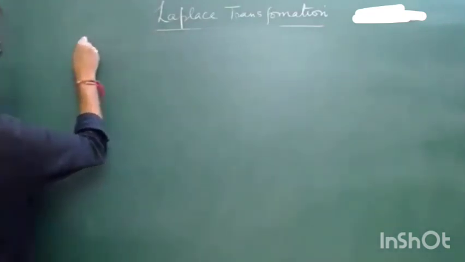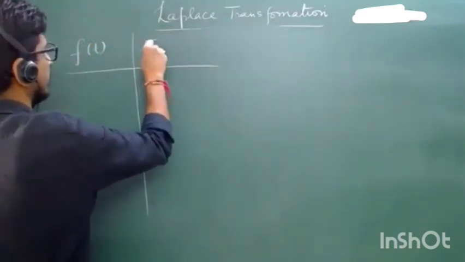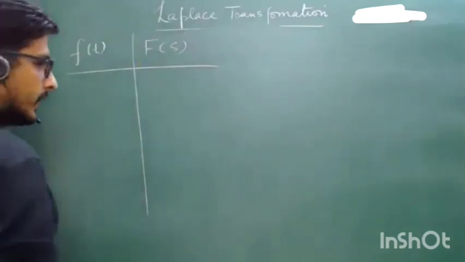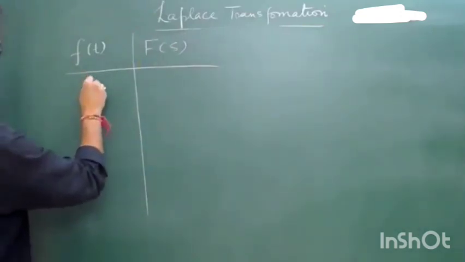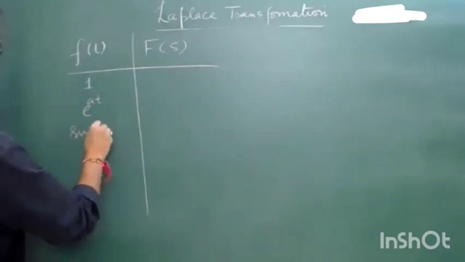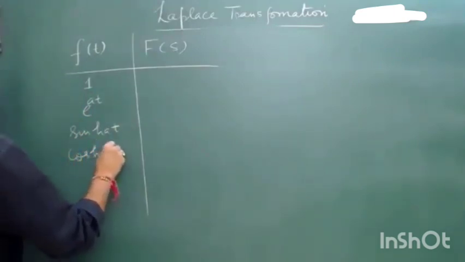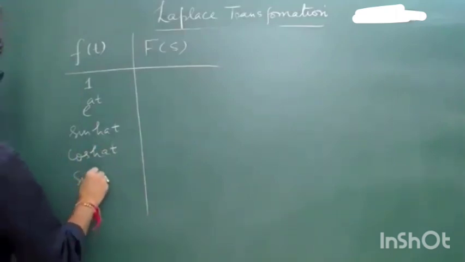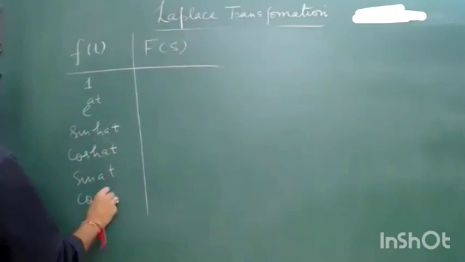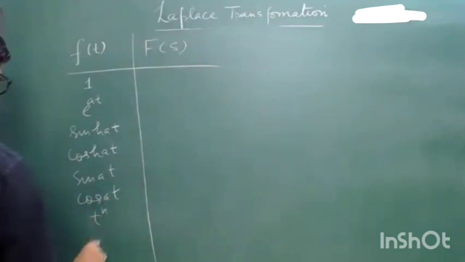Okay, now let us see some basic transformations. So some basic transformations, please note down. Suppose this is f(t) and this is F(s). Okay, so suppose f(t) is 1, e to the power at, sinh at, cosh at, sin at, cos at, and t to the power n, and u(t minus a).